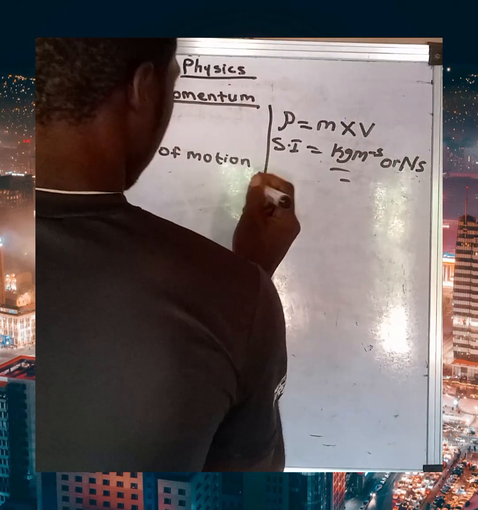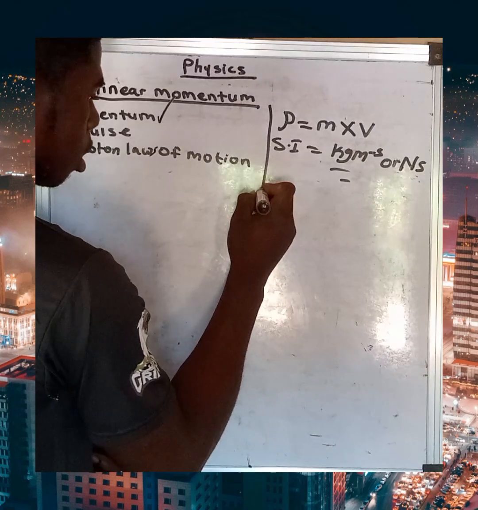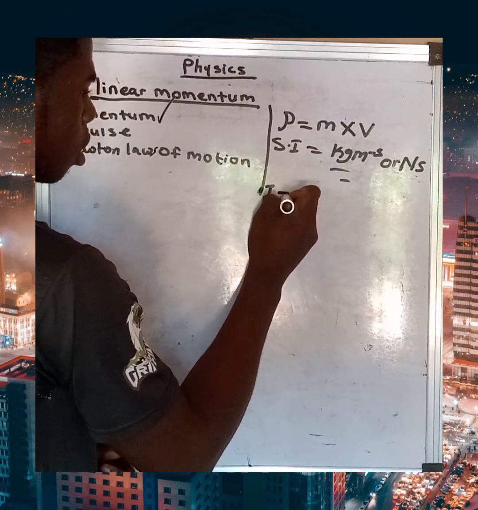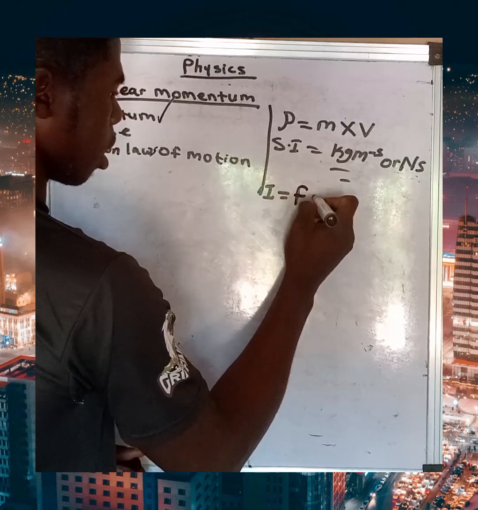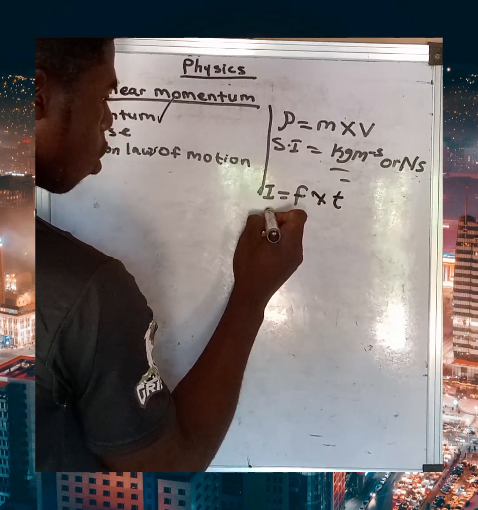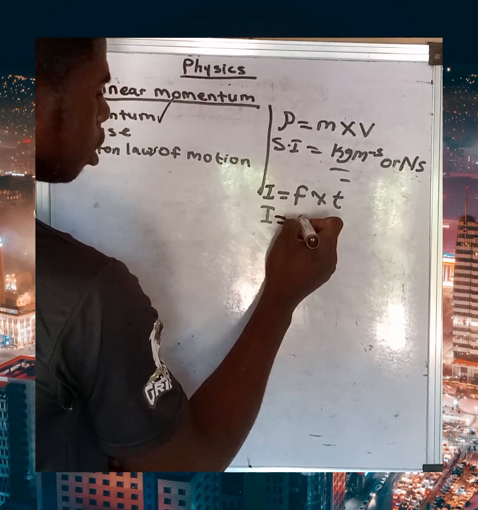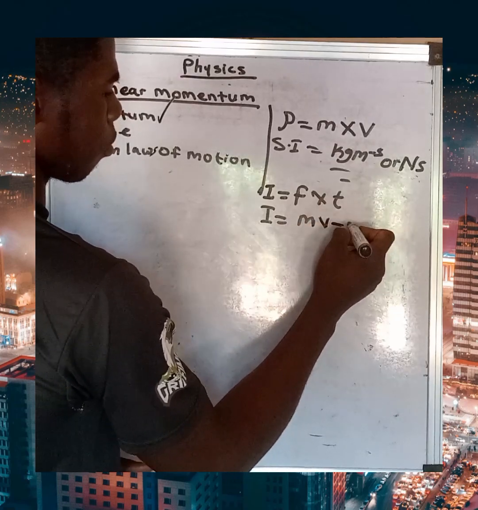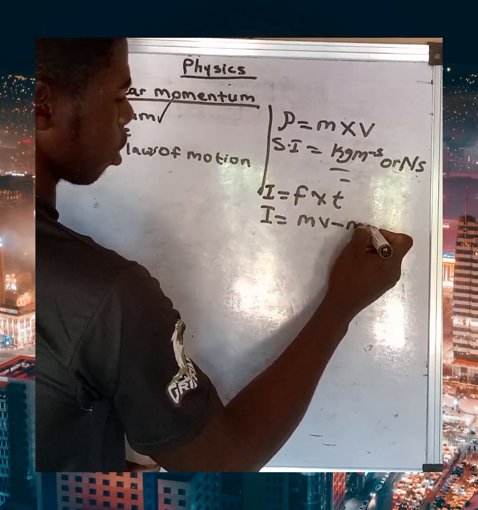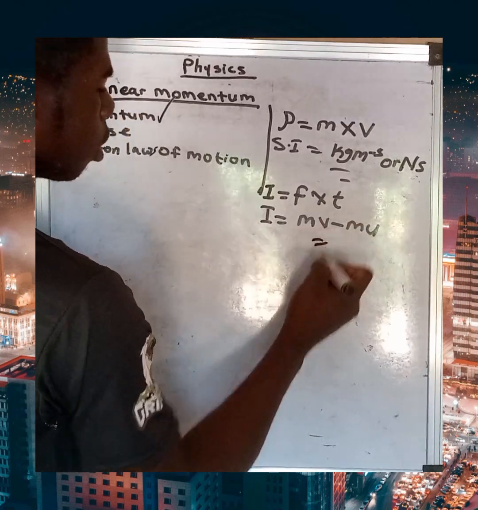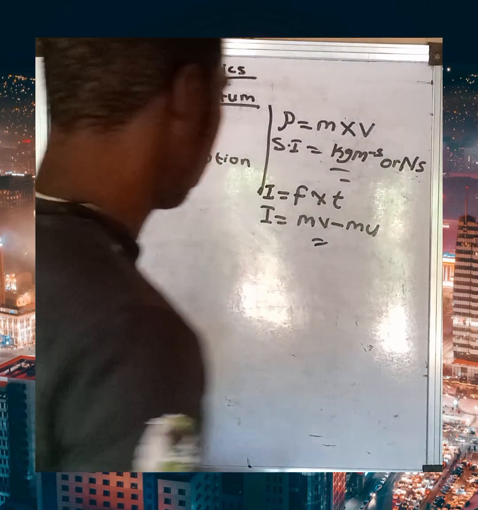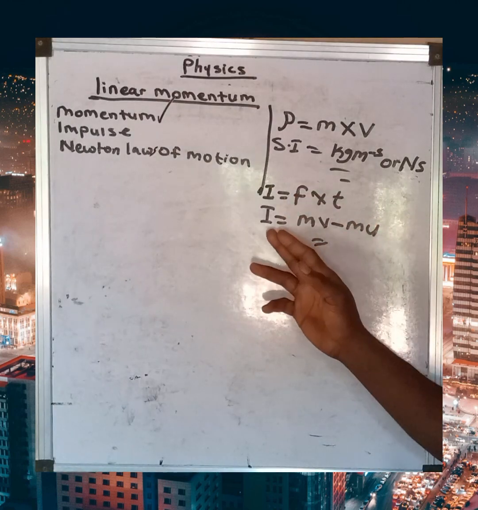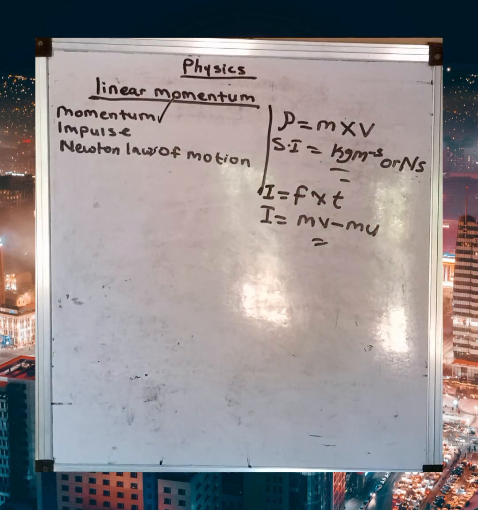So when we have impulse here, impulse is given as this: force times time, or change in momentum. So these are the two formulas for impulse: product of force and time, and change in momentum.